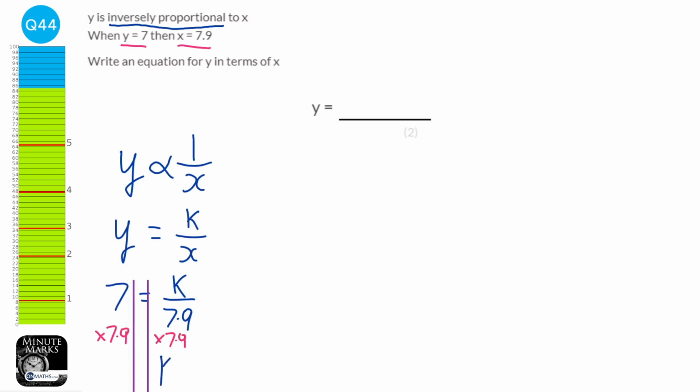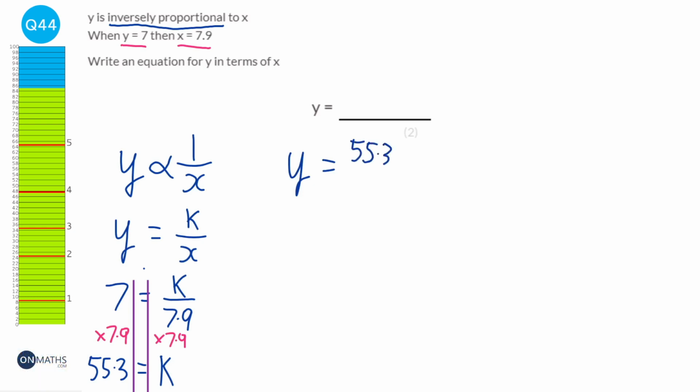And so we have k equals 7 times 7.9, which is 55.3. So we know that k is 55.3. So I'm just going to rewrite this formula, but instead of k, I know that it's going to be 55.3. So our answer is y equals 55.3 over x.